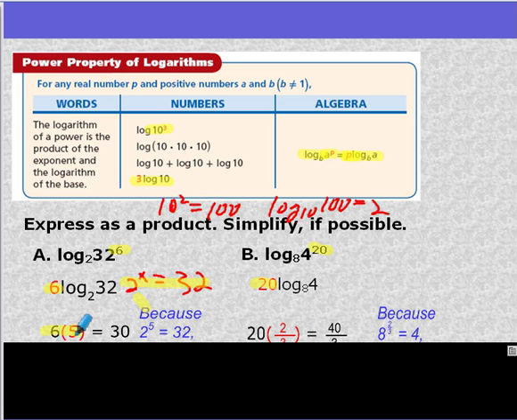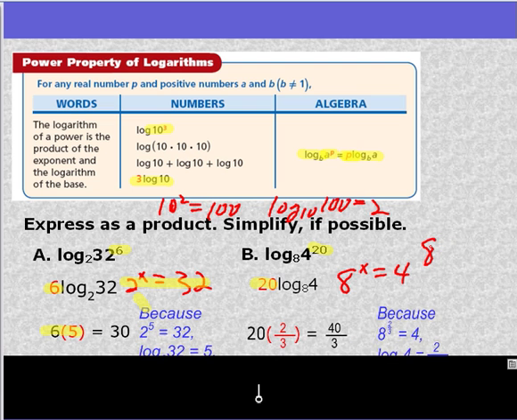Here, this is a little more confusing: x to what power is equal to 4? You kind of have to think a little more creatively. If we double 8, or square 8, and take the cube root, you're going to get 4. That's where the 2/3 comes from.